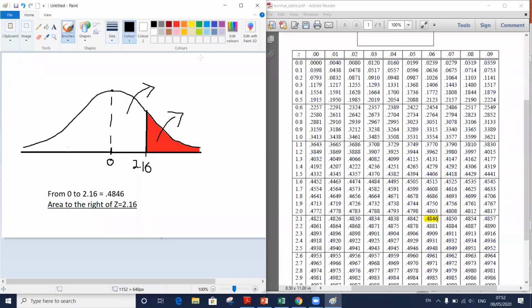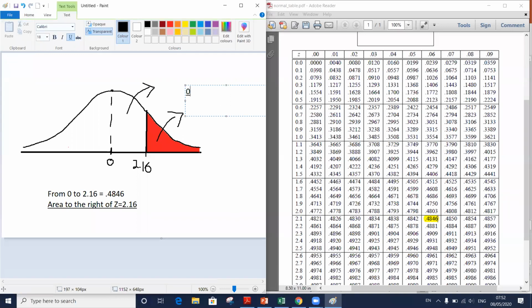What we need to do here? Minus. Yes. From 0.5, right? From 0.5 we need to deduct 0.4846. Therefore, it is equal to what?